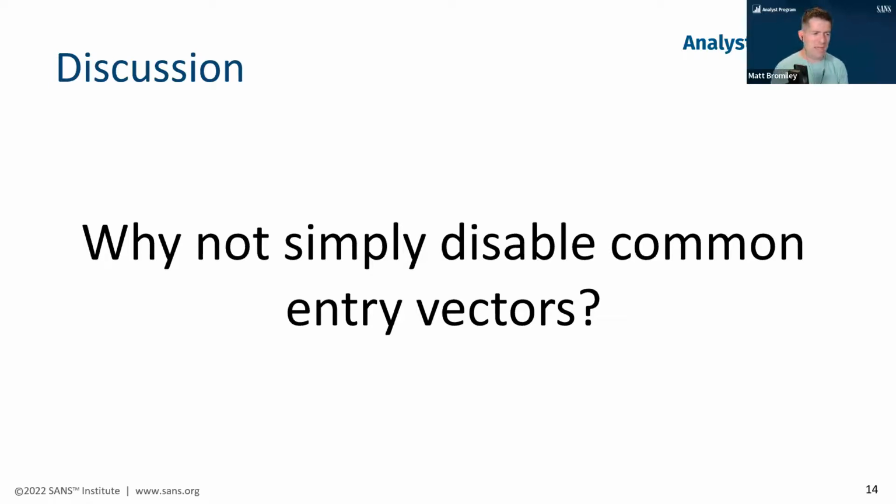Why don't we just disable some of these common entry vectors? If I'm reading reports that say RDP is one of the primary entry mechanisms, well, why don't I just go disable RDP across the board? I'm a G2K. We're not using this type of technology anymore, right? Is it necessary? What are your thoughts?